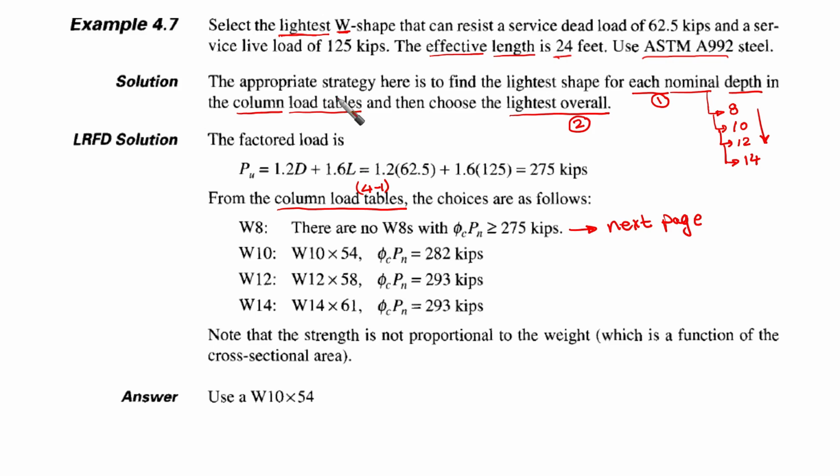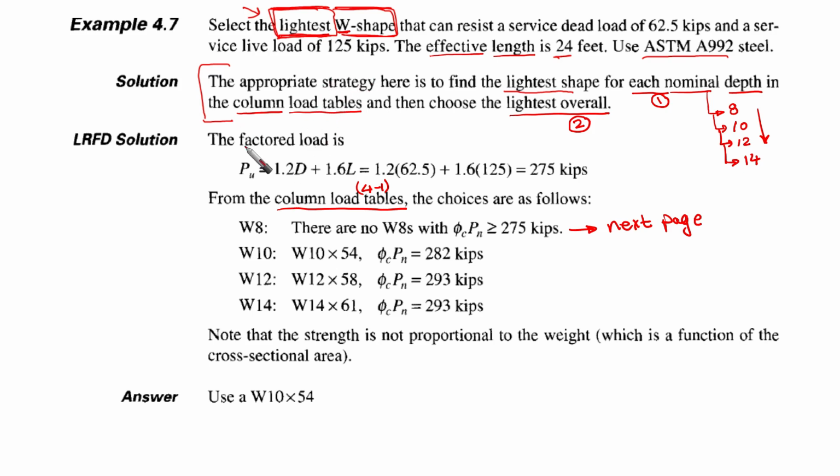The appropriate strategy here is to find the lightest shape for each nominal depth in the column load tables, and then choose the lightest overall. Actually, the strategy here is going to be built upon what is already given in the example. The example is talking about the lightest wide flange. So then we are going to the table.